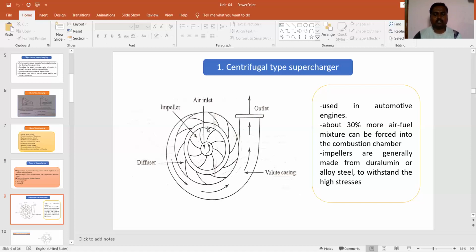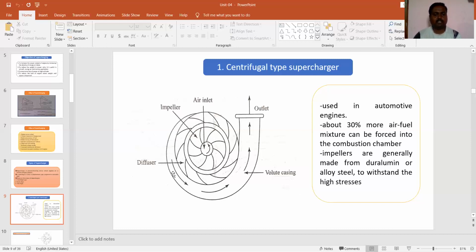Here is the working of this centrifugal type supercharger. The air is passed at the eye of the impeller. When the impeller revolves, the air flows from the impeller through the diffuser. Again, the diffuser directs the air to the casing. When air comes into the casing, the pressure of the air will be increased.